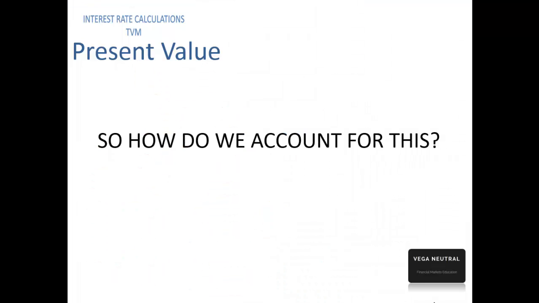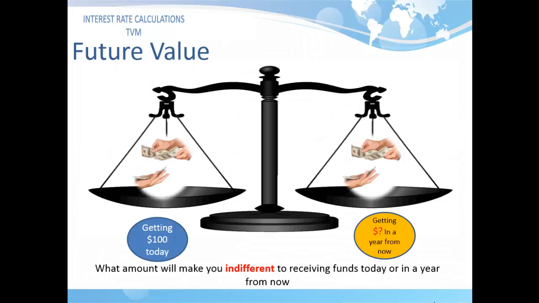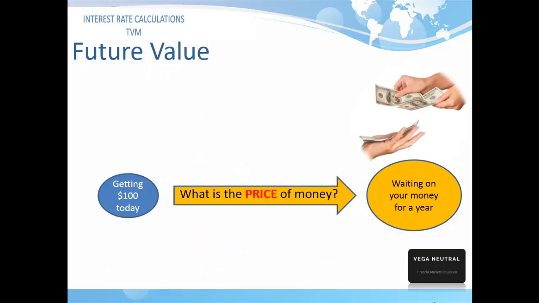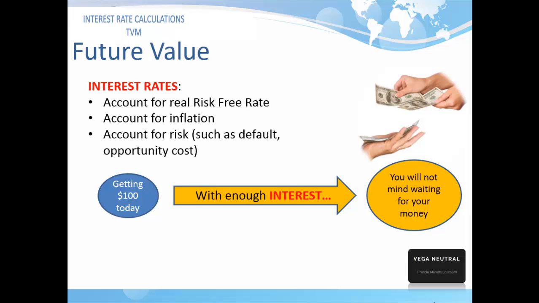So how do we account for this? In essence, we want to equate present value and future values to some sort of rate where we can say, what will create a situation where we are completely indifferent to receiving the money now, or alternatively, receiving some future value in a year from now, as an example. So what is the real question that we are alluding to? And that is, what is the price of money? In essence, in money terms, the price of money is called an interest rate.